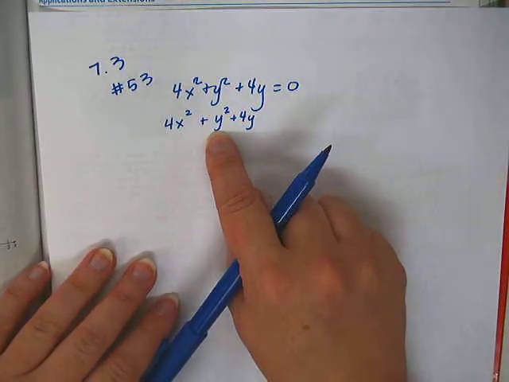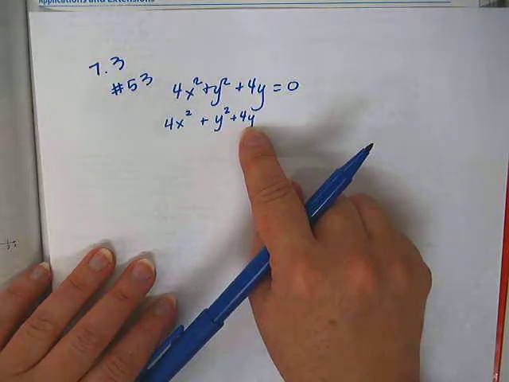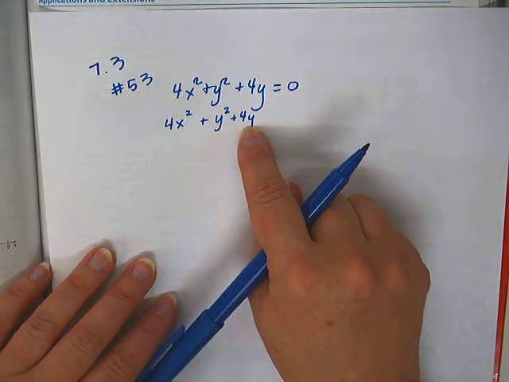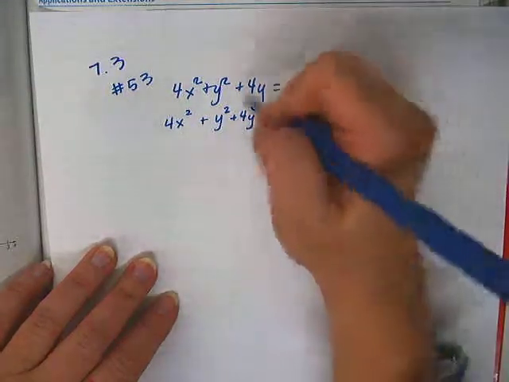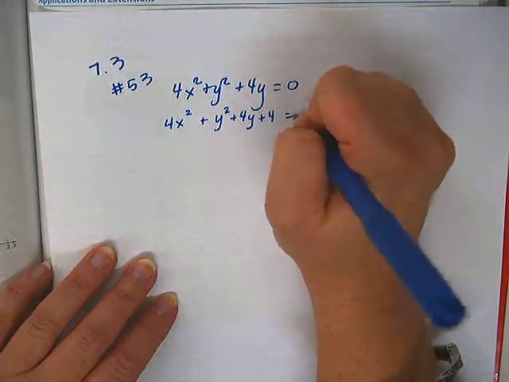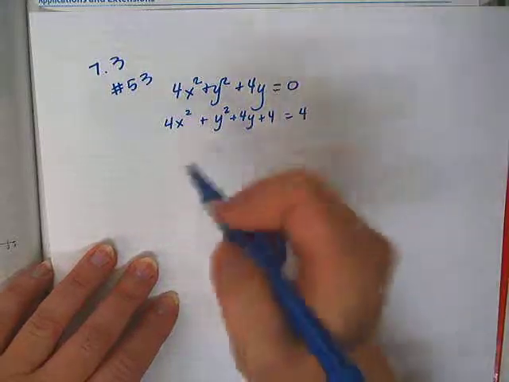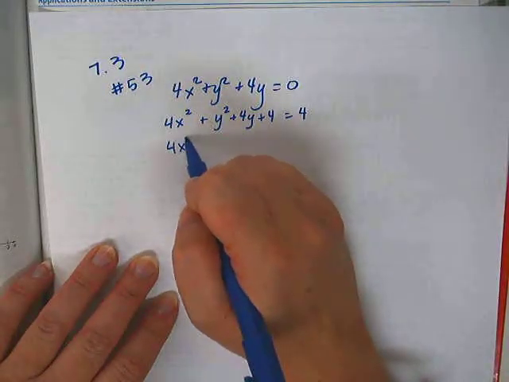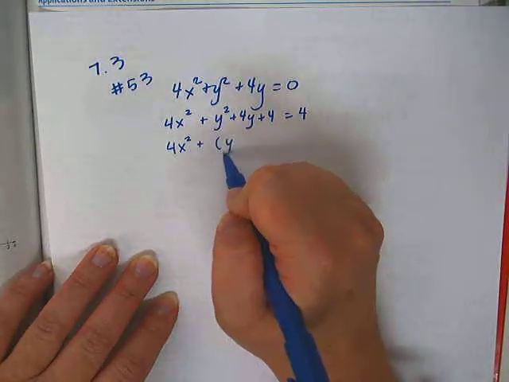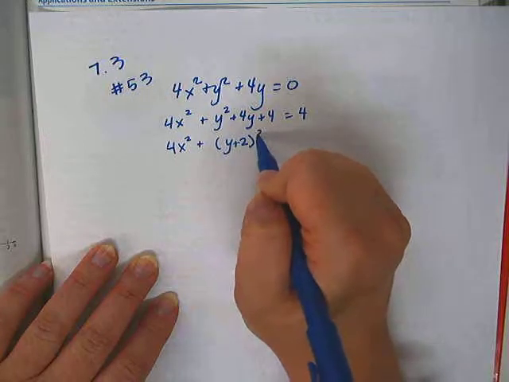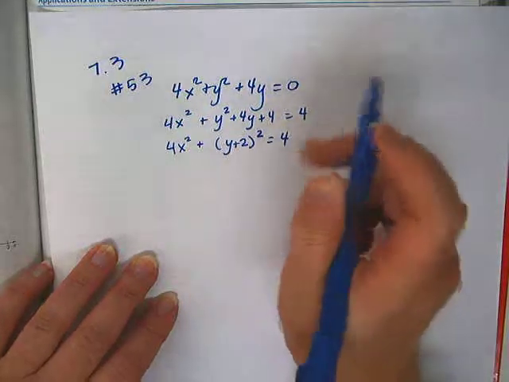Candace, you with us? Yes. So the next thing to do is to complete the square. So what's half of 4? 2. And what's 2 squared? 4. But what we add to one side, we have to add to the other side. So that gives us 4x squared plus y plus 2 squared equals 4.